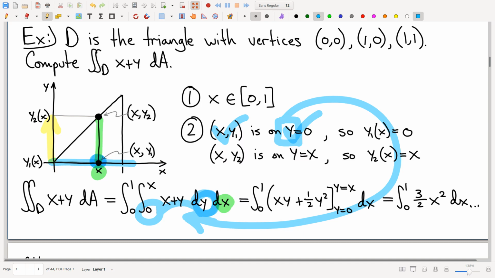Okay, now looking at the upper bound. How do I know when I'm done on this x slice? Well, I'm done as I go up this x slice when I get to that point. That point is on this curve.